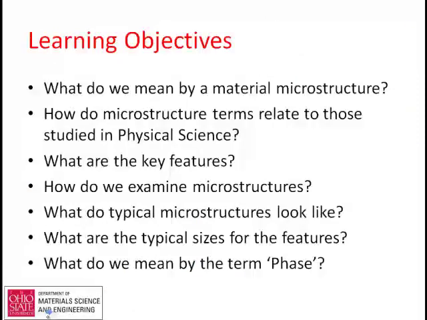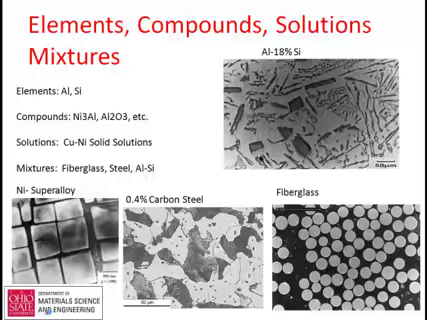So let me bring this back. Hopefully you now have an idea of what we mean by a microstructure. You can relate those terms to things we care about in physical science. Key features are compounds, solutions, crystals, and amorphous regions. We can examine the microstructures both by polishing and by looking at them with electron microscopes and optical microscopes. Typical microstructures, you've seen several, and we've seen sizes and phases, which are areas that have uniform properties and chemical composition.